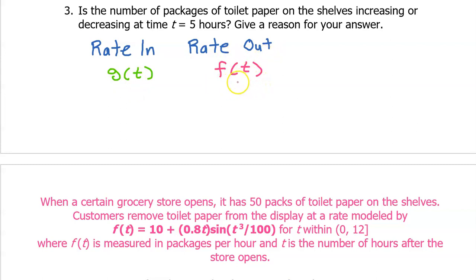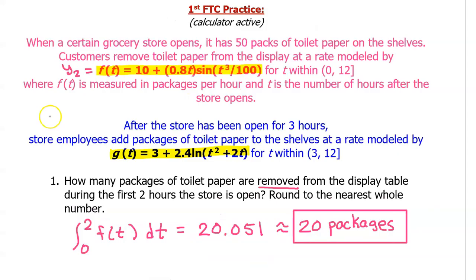That's the rate at which packages are being removed from the shelves by customers. We are being asked whether the number of packages of toilet paper is increasing or decreasing at time t equals 5 hours. So our strategy will be, let's find the rate in at t equals 5, and let's find the rate out at t equals 5, and see which one is bigger. We already typed f of t, the rate out, into the calculator as y2. Let's type the rate in, g of t, as y1.